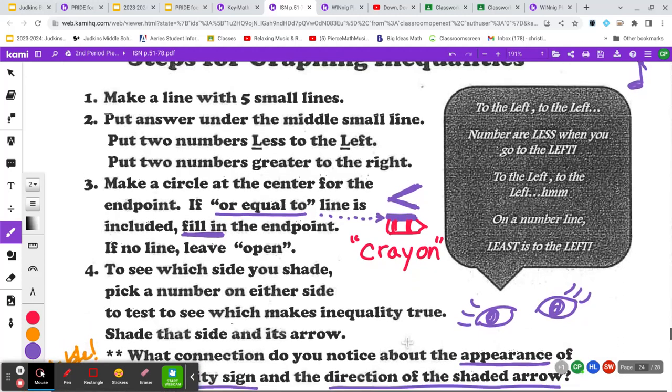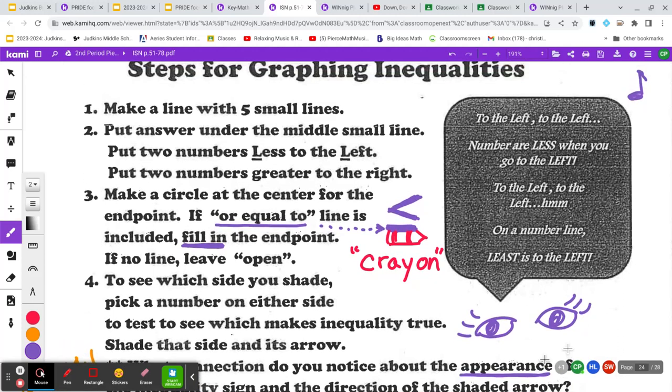Please draw eyes next to number 4. This is something at the end of the page, it's a challenge. And I want you to notice something about the appearance of the inequality sign and the direction of the shaded arrow. We always shade in one side of our number line for the inequality. We're going to read about it.